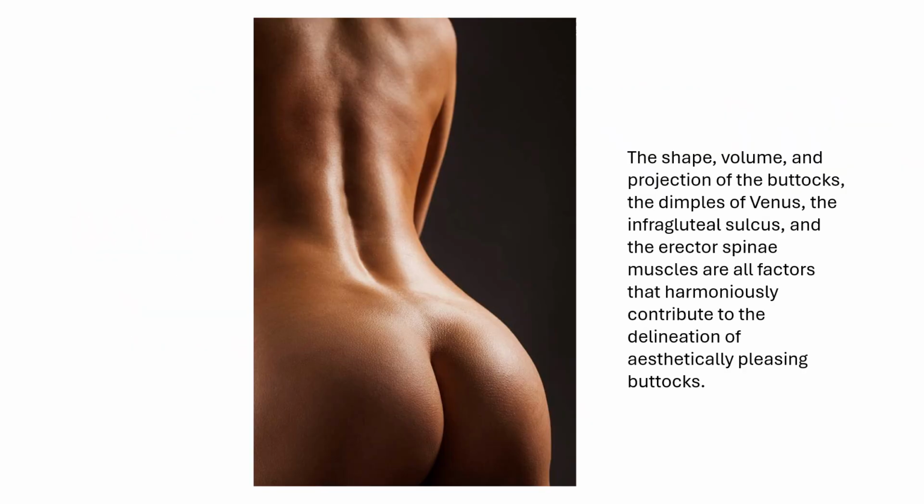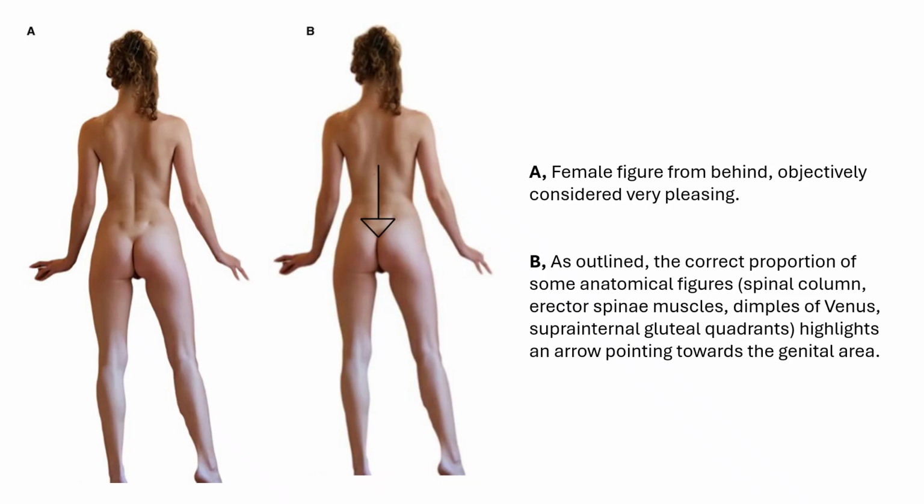Although several studies have already been carried out regarding the aesthetics of the female gluteal region, this dizzying increase in activity perhaps prompts the development of further analyses. The shape, volume, and projection of the buttocks, the dimples of Venus, the infragluteal sulcus, and the erector spinae muscles are all factors that harmoniously contribute to the delineation of aesthetically pleasing buttocks.